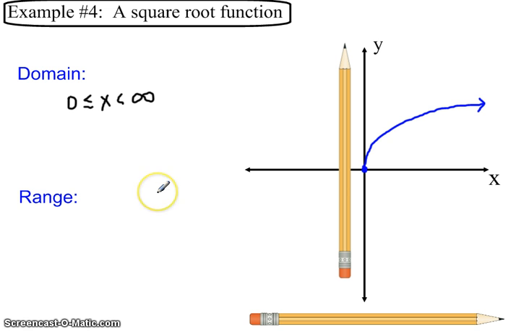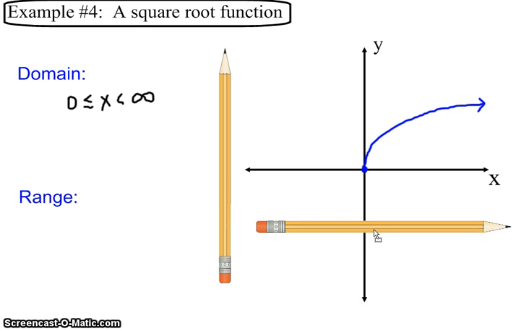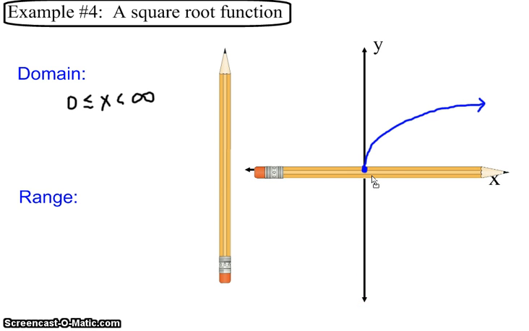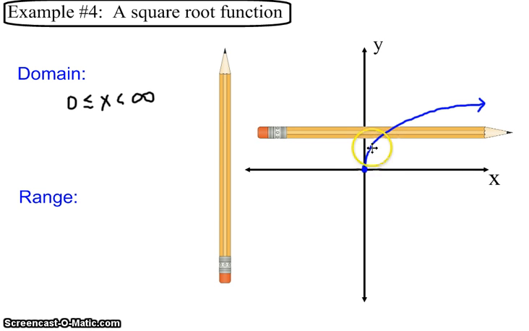Now the range is from the minimum value, and we're talking y, to the maximum. Well, the minimum value, as I make my way up here, is 0 for y. And with square root function, it's going up, and it's going up very slowly, but it is always going up. So we count that as infinity for the y as well. So the range is almost the same exact thing. It's 0 to infinity, but it's y, remember, we're talking about.